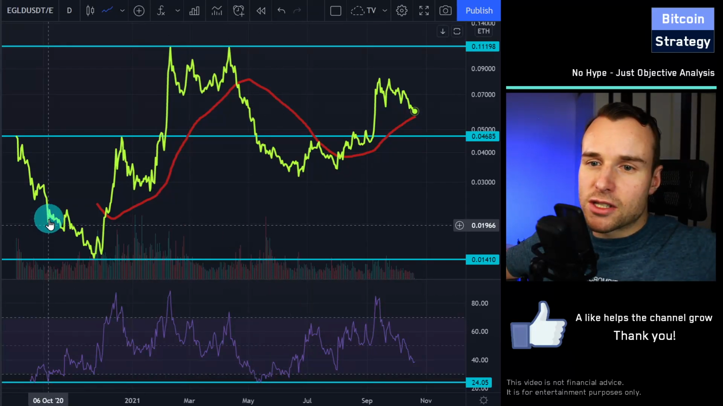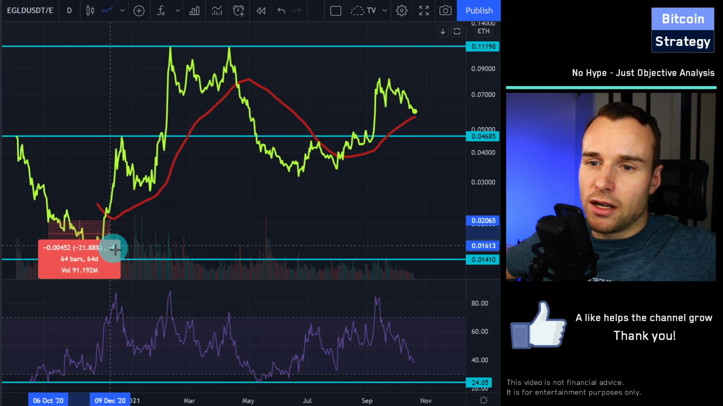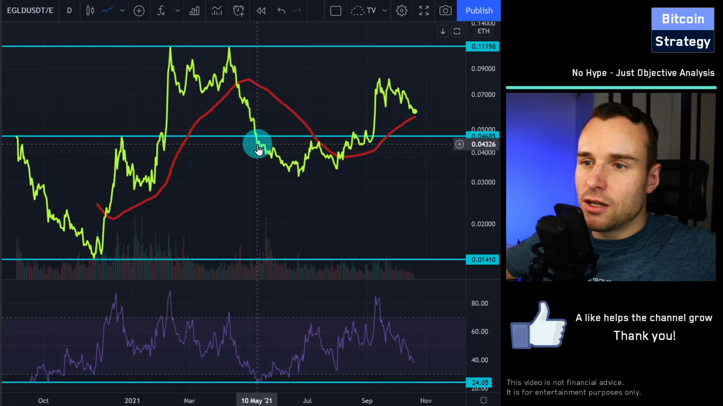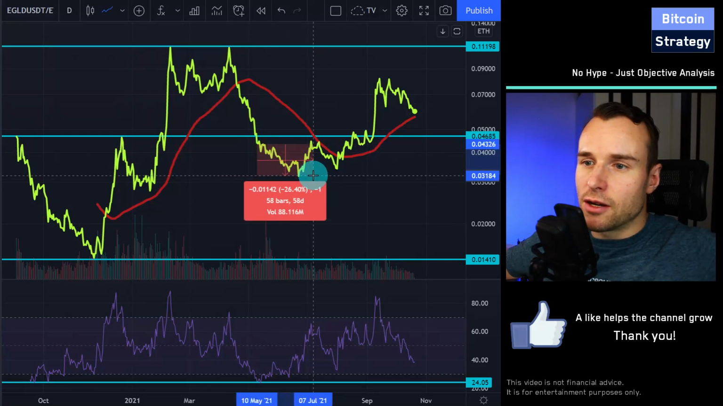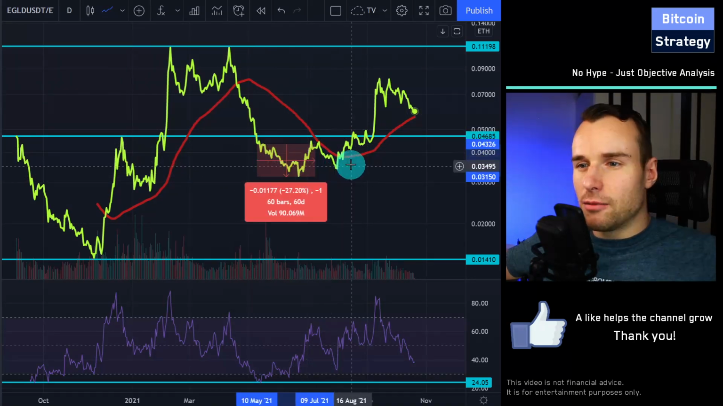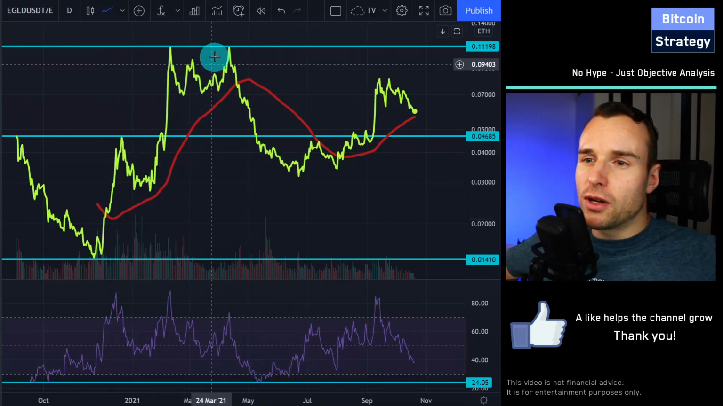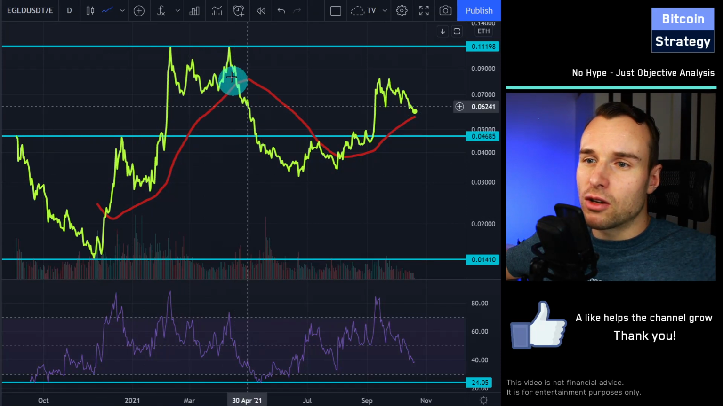Note though, these points are not perfect either, right? If you buy here, you would have gotten still another 30% drop. If you would have bought here, very similar story, another 27% drop. But I'd feel more comfortable buying in this region here than simply hoping for a rebound because it might not happen. It can happen, but it can also go wrong.